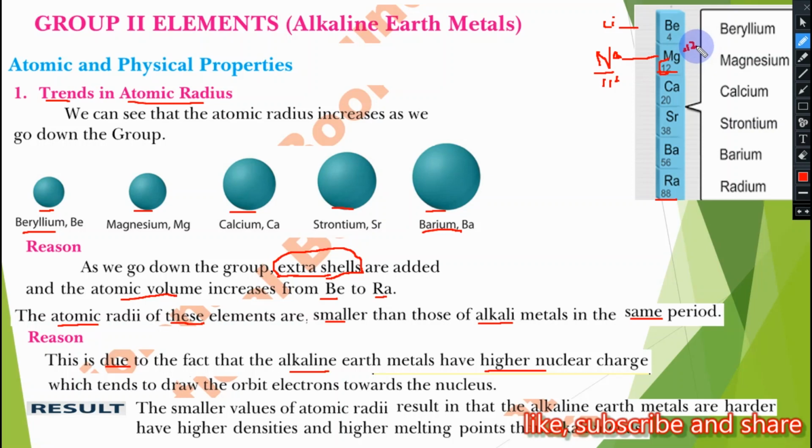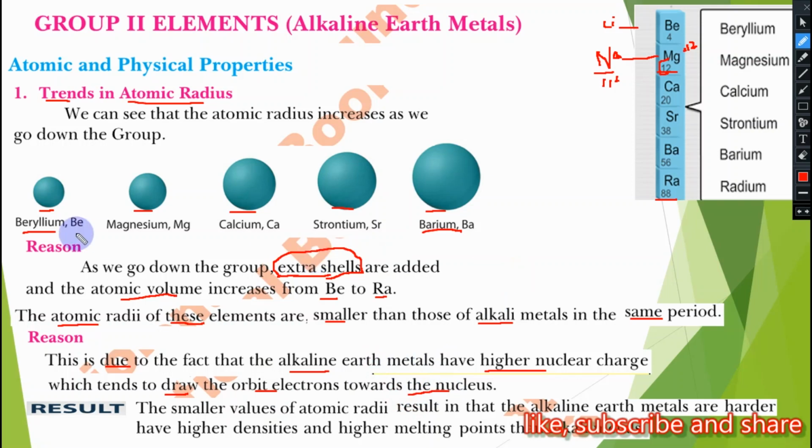Increasing nuclear charge increases the attractive force between the nucleus and the outer electron. It results in a decrease in atomic size. So we say that in the same period the size of alkaline earth metals will be smaller than the radius of alkali metals. When the nuclear charge increases, it draws the orbital electrons towards the nucleus with more power as compared to the alkali metals.